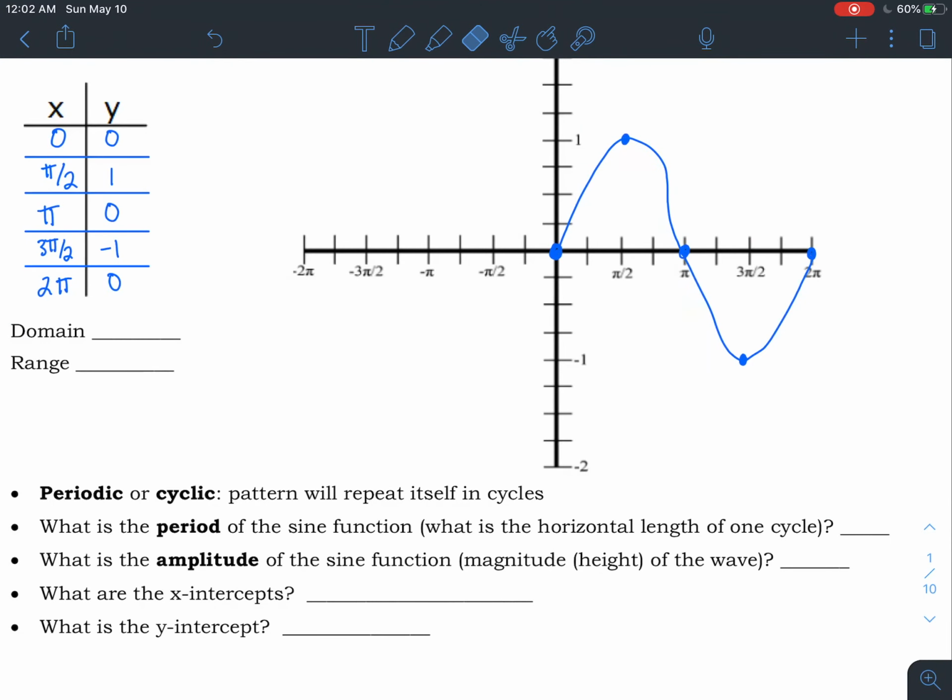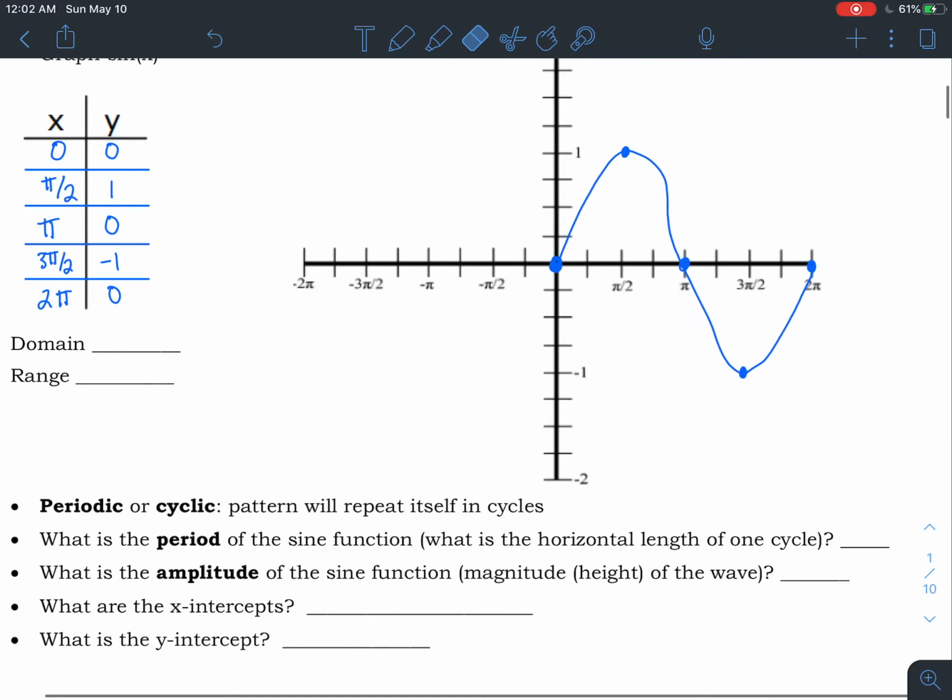The period, so periodic just means, again, that it repeats. A period, then, is that full wave. So how long does it take to do one full cycle? And in this case, it starts at 0, it ends at 2 pi. That means the length of that cycle would just be 2 pi.